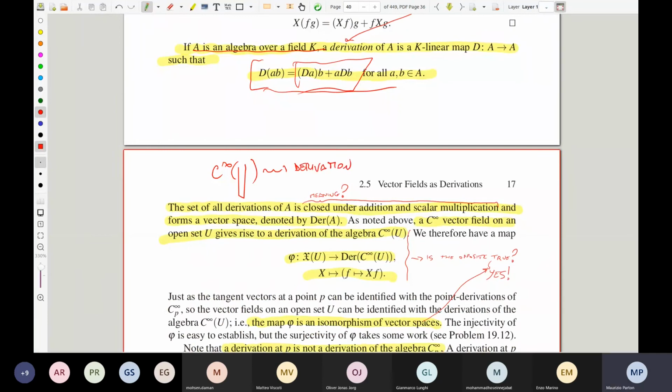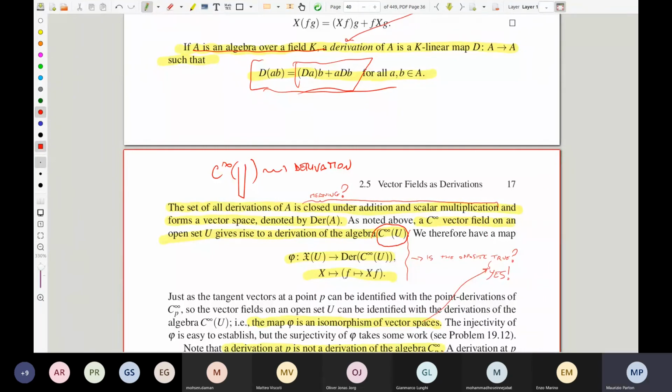Careful, this is not the same as before, a derivation at a point. This is a derivation of the C infinity functions. A derivation of this algebra means a map from this algebra to this algebra. A vector field is a derivation in the sense that it transforms functions to functions, not germs of functions to numbers. So the big picture is the tangent vector at a point is a derivation at a point. Oh, what a surprise.